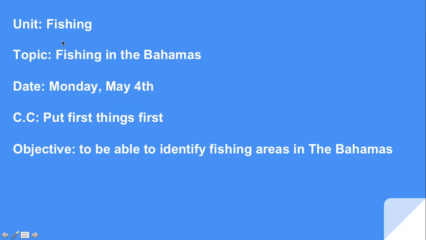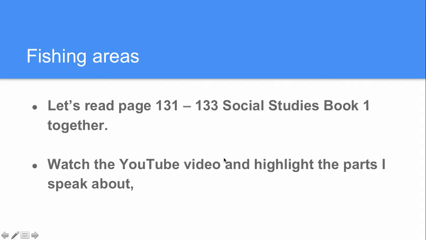Secondly, we're going to move on to fishing in the Bahamas, and we're going to find those fishing areas in the Bahamas. Now, you'll need your textbook here on page 131. Fishing grounds in the tropics are generally where there is the largest amount of food or fish, such as near river mouths or coastal areas, shallow bays and gulfs, and along reefs. We'll come back to that bit about reefs later. I would highlight that first sentence there.